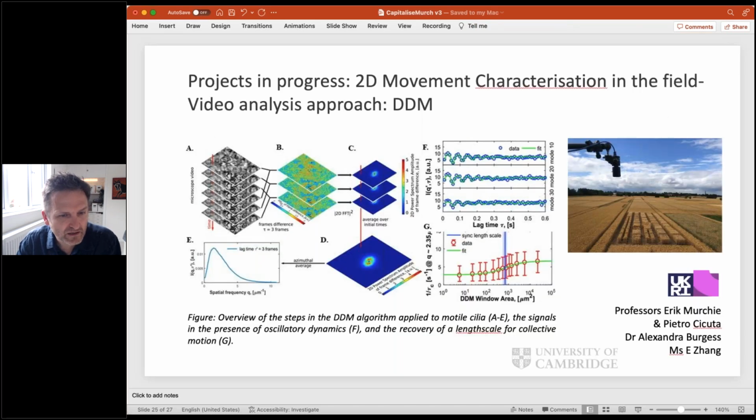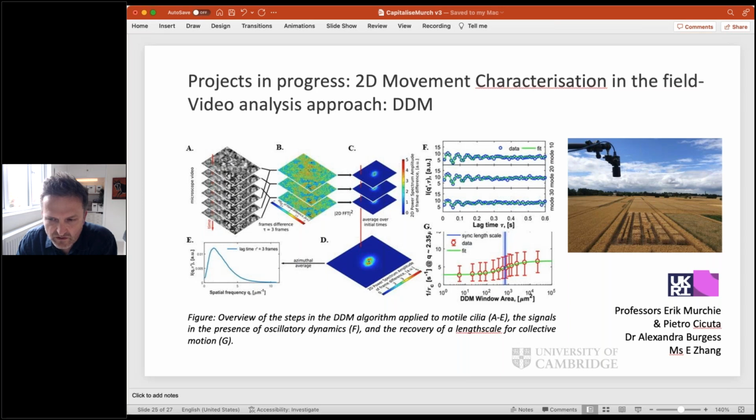Okay. And the last slide. So this is where we're at. What we really want to do is to go to the field and screen contrasting lines for movement properties in a high throughput way over long time periods, so we can get a reasonable idea of how this links to photosynthesis in the field. So this is in terms of active data collection, we're collaborating with Pietro Cicuta at Cambridge.